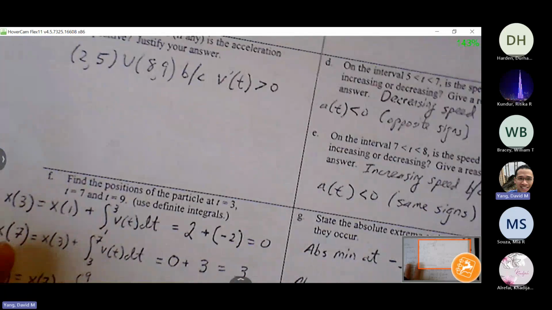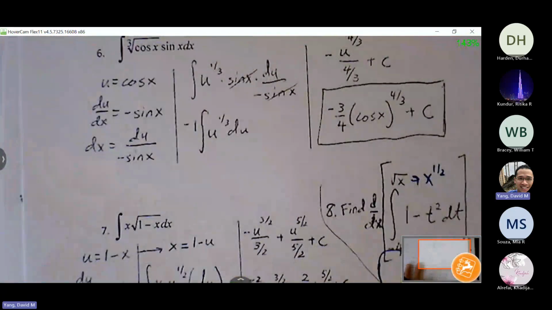Think of it when you're doing it also. Yeah, it's similar.